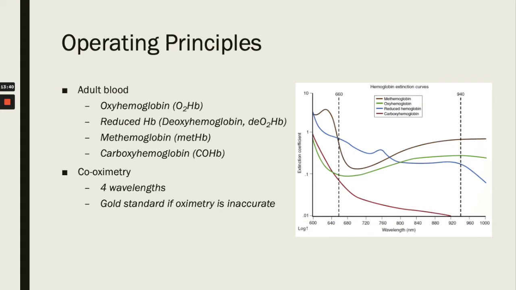So if you have a patient that has carboxyhemoglobin circulating because of carbon monoxide poisoning, and you're waiting on lab results, if your facility has a co-oximeter probe, that could actually help pick up and detect that as well.